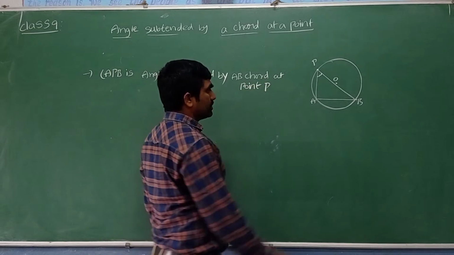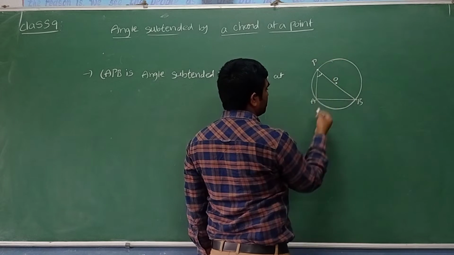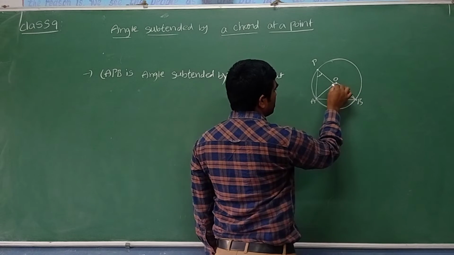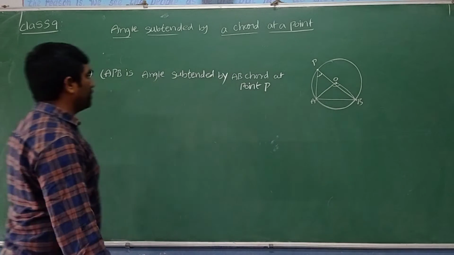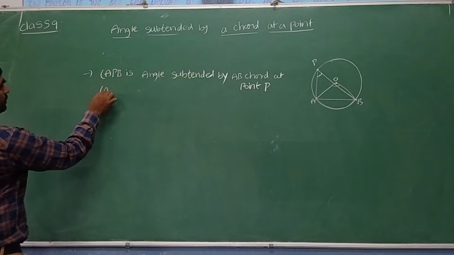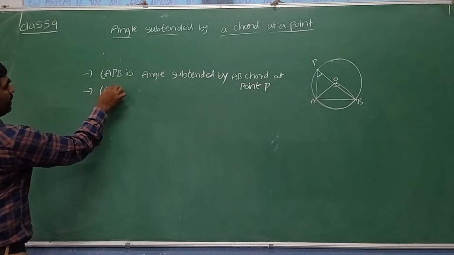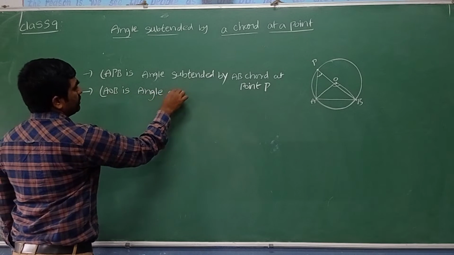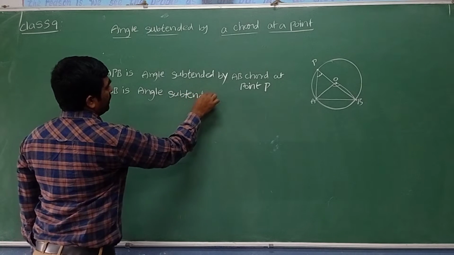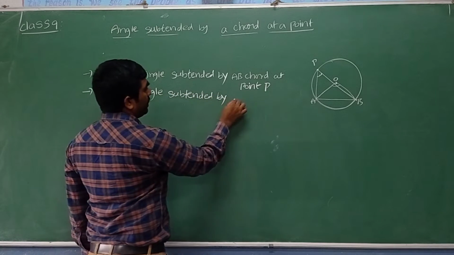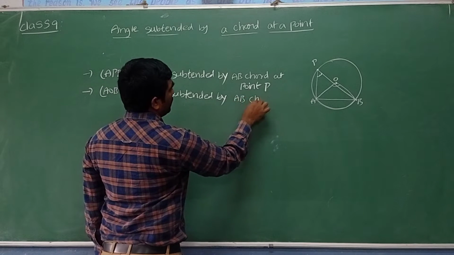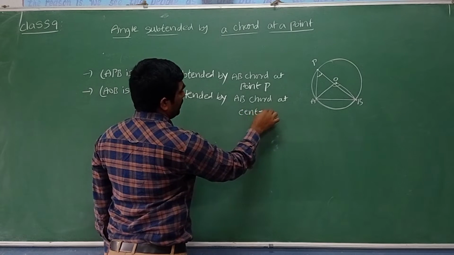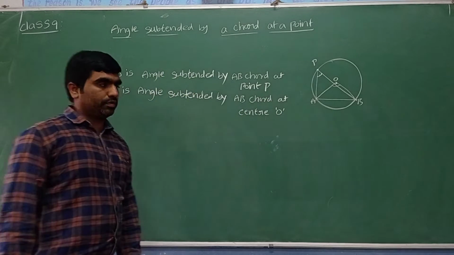Suppose let me take one point here, the center. What can you make of this? The angle subtended by the curve AB: angle AOB. Now you can say angle AOB is the angle subtended by the AB curve at center O.